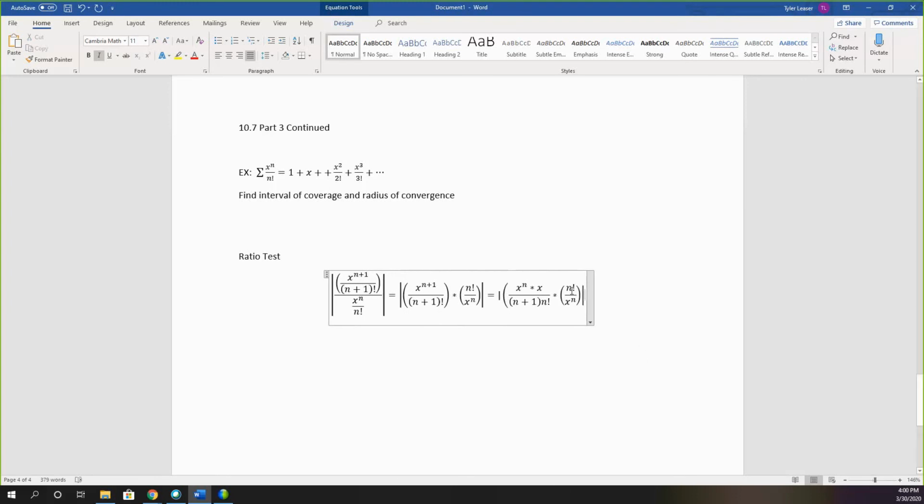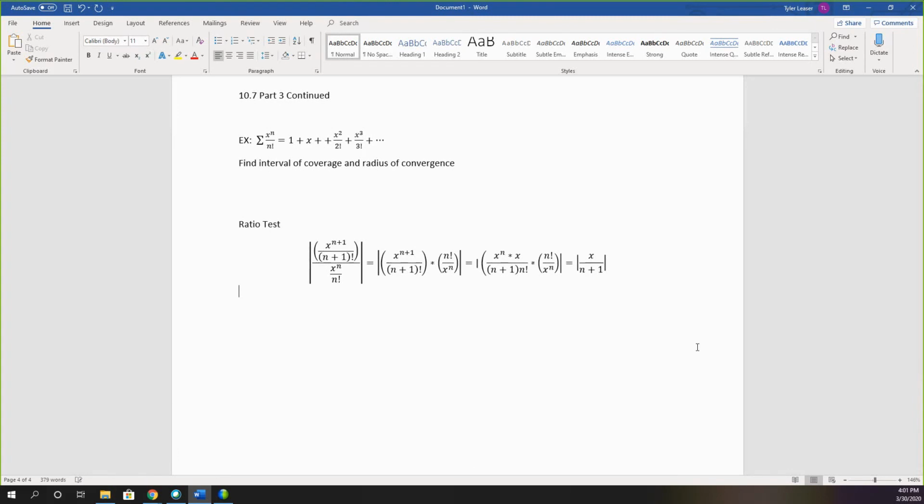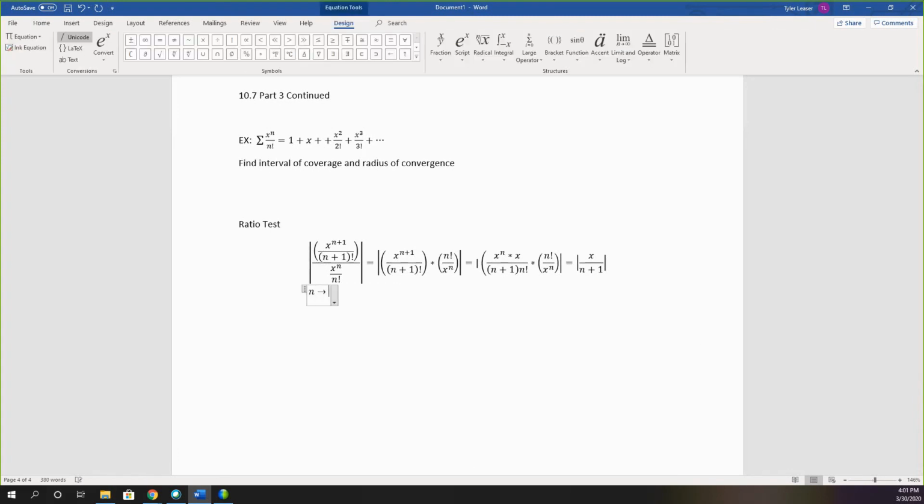So I have an x to the n on top and an x to the n on bottom. These two things just cancel out, and then we have the n factorial top and bottom that cancel out as well. So x to the n cancels, n factorial cancels. And then we still have the absolute value because we don't know if this x is positive or negative. We have to keep the absolute value going the whole time. We're just going to end up with an x on top and an n plus 1 in the bottom. Don't forget that we're supposed to be taking the limit as n goes to infinity of all of this stuff.